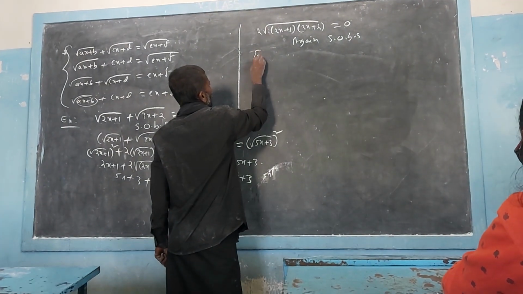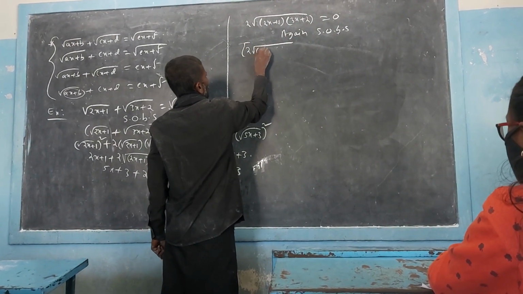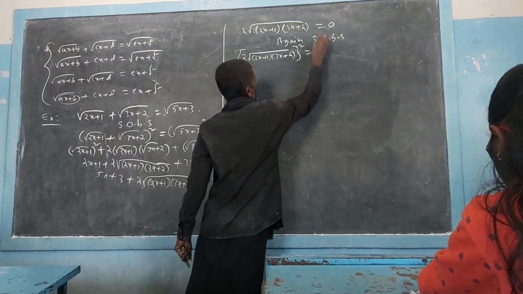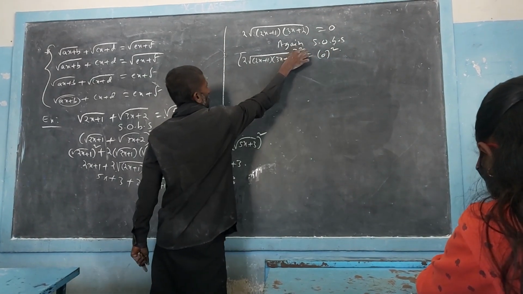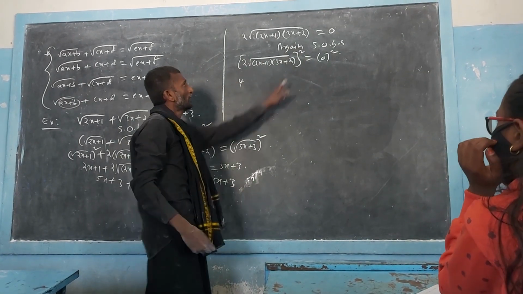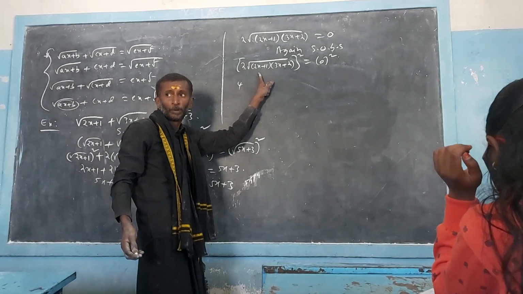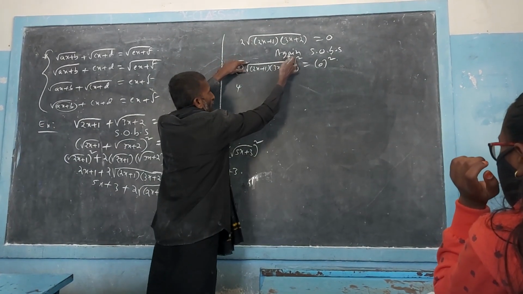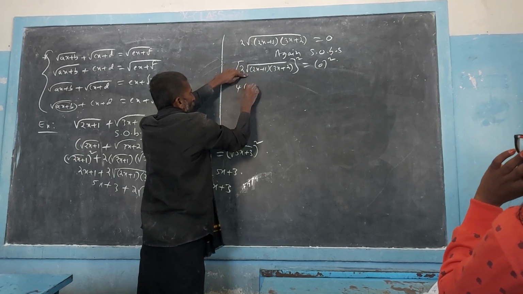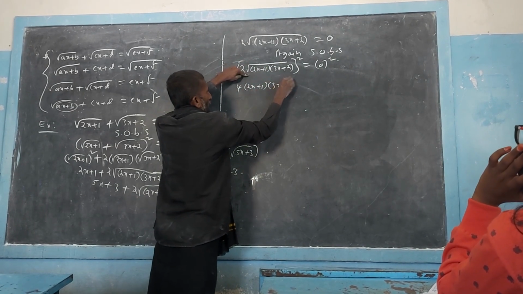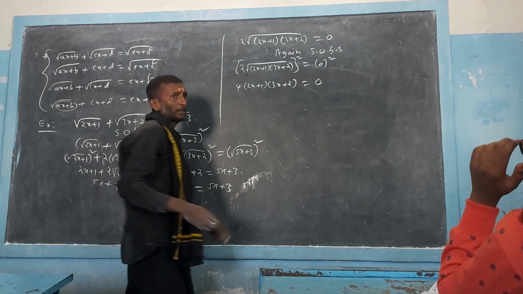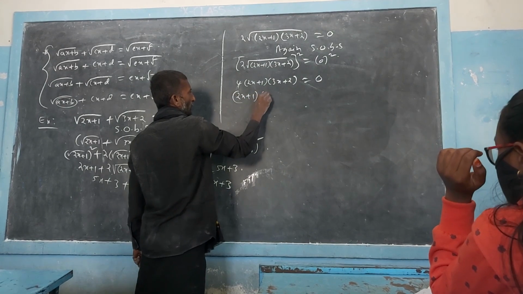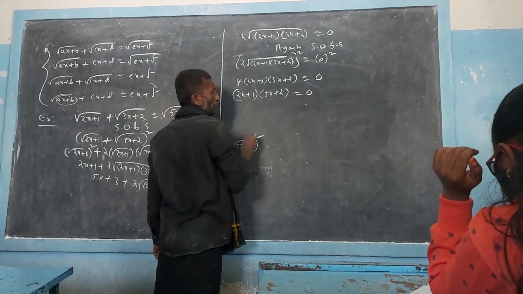By squaring, we get 2 root of 2x plus 1 into 3x plus 2, whole squared. This side also 0 squared. We need to take the square separately for both parts. 2 square is 4, and the root of this thing whole squared just leaves 2x plus 1 into 3x plus 2. It will be 0. We can set 4 to this side. Then it becomes 2x plus 1 into 3x plus 2 equals, right?